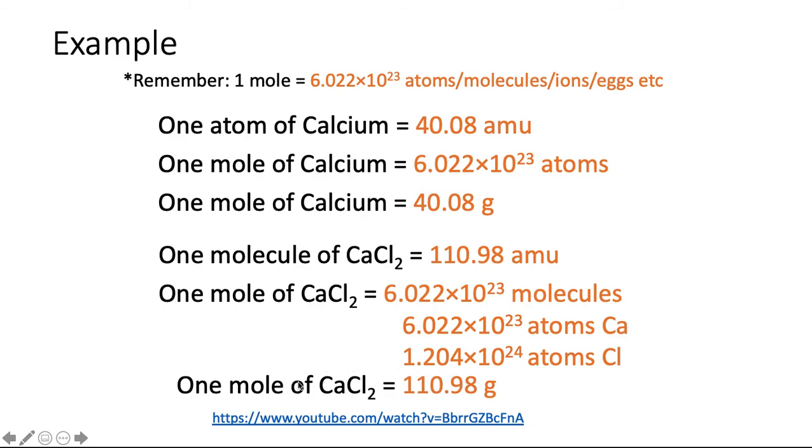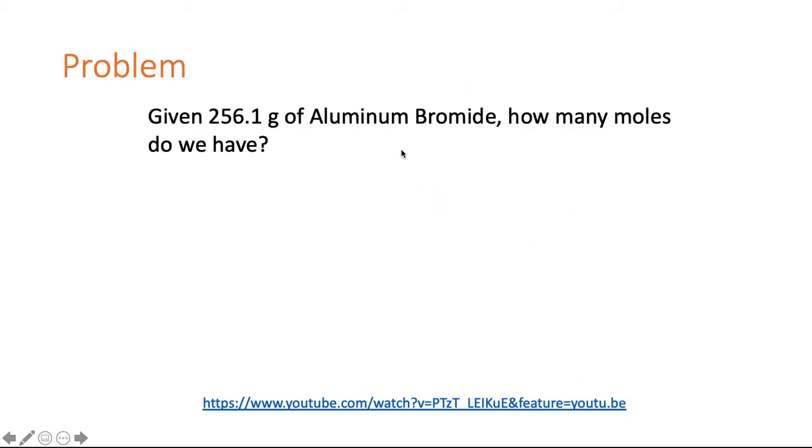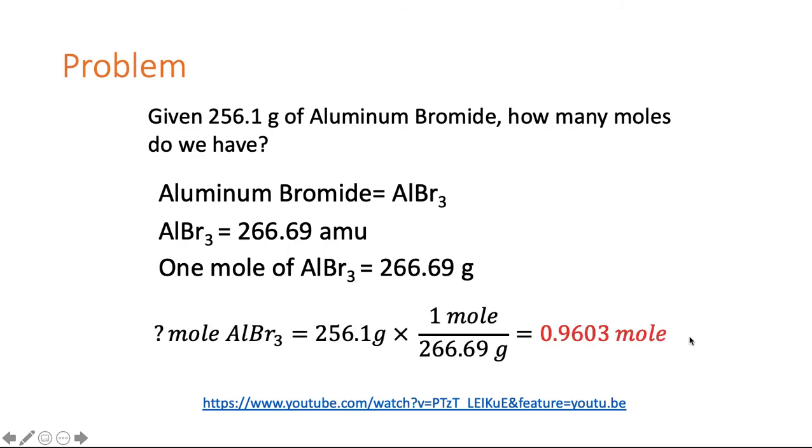This can be used as a conversion factor. So if you want to convert from an amount in grams to moles, I can use this as a conversion factor. Or if I have moles and I want to convert to grams, I can use this equality to convert back and forth. These examples will show you how to do that. And once again, I've made videos to show you how to do all of these.